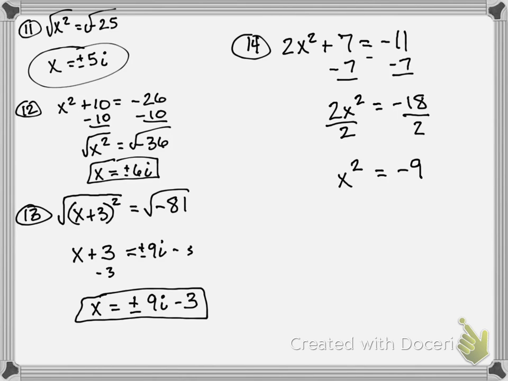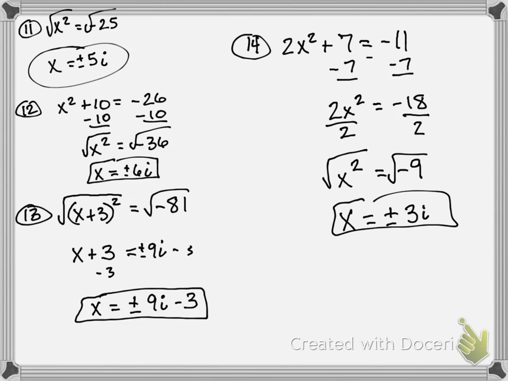Now it turns into one just like we did in 11. Square root both sides. So what is it? 3i, yes, correct. Positive or negative 3i. Okay, last one, 15. Okay, I may have to go back. That's okay, I'll go back in a second.